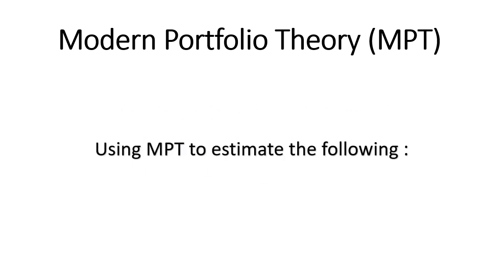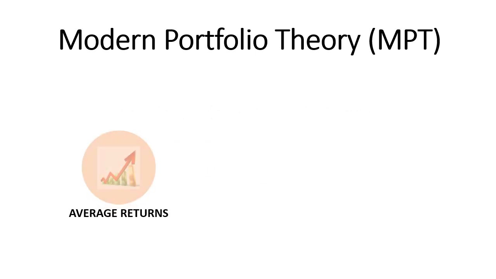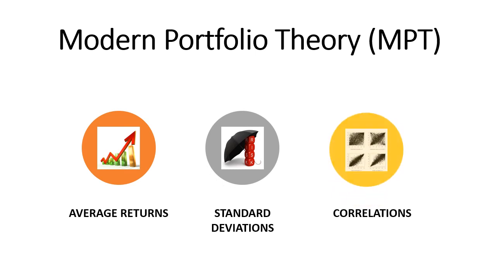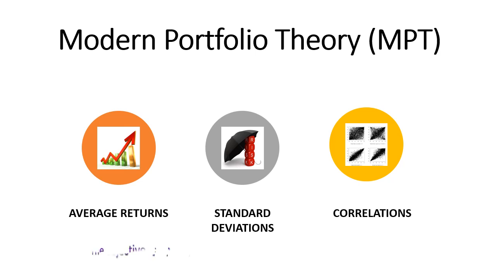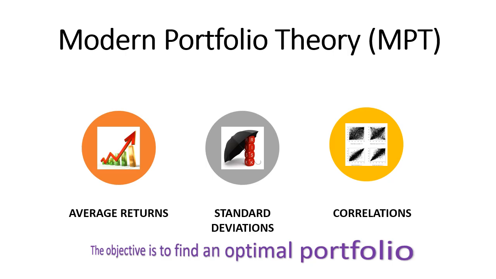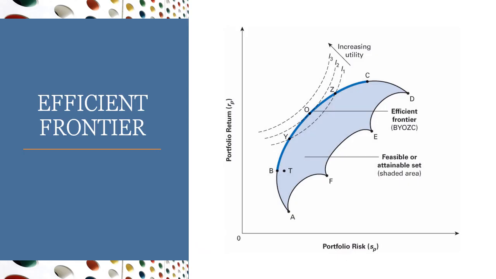Therefore, we can understand that portfolios formed using MPT principles estimate the average returns, standard deviations, and correlations among many combinations of investments to find an optimal portfolio. In other words, MPT is a theory on how investors can construct a portfolio that provides the highest return for a given level of risk, taking into consideration the correlation between the securities involved. And this is what we call as an efficient portfolio.